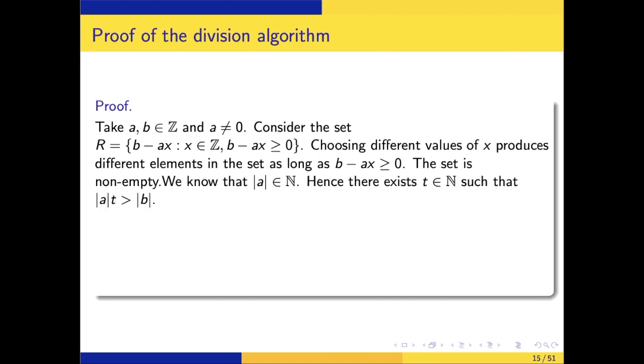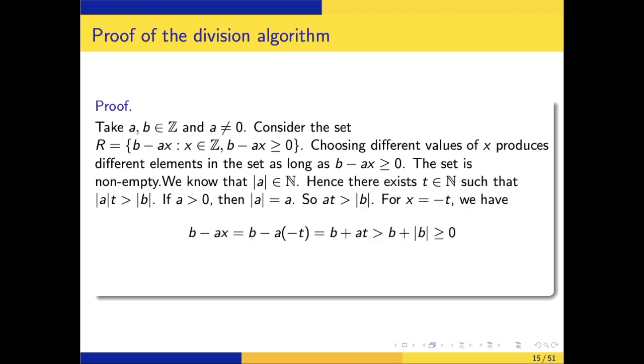We claim first that this set is non-empty. We know that |a| is a natural number, hence there exists a natural number t such that |a|t is greater than |b|. This follows by the Archimedean principle. If a is positive, then |a| equals a, so at is greater than |b|. And if we take x equal to minus t, we have b minus ax is equal to b minus a times negative t, which equals b plus at, which is greater than b plus |b|, which is non-negative. So b minus a times negative t is an element present in R.